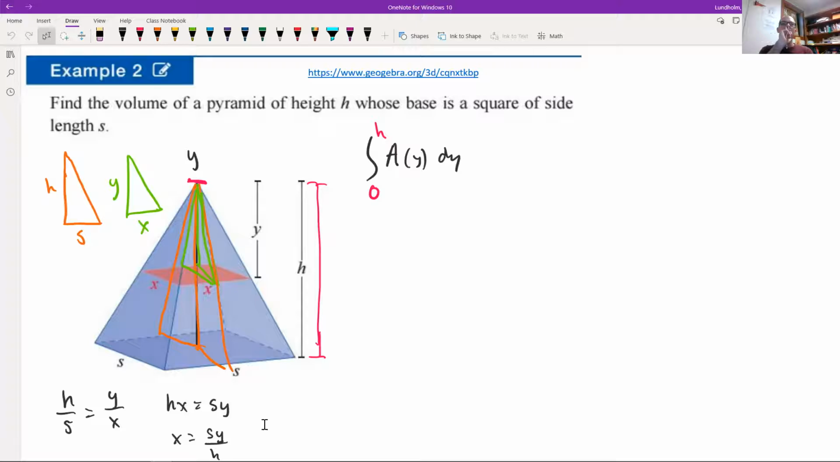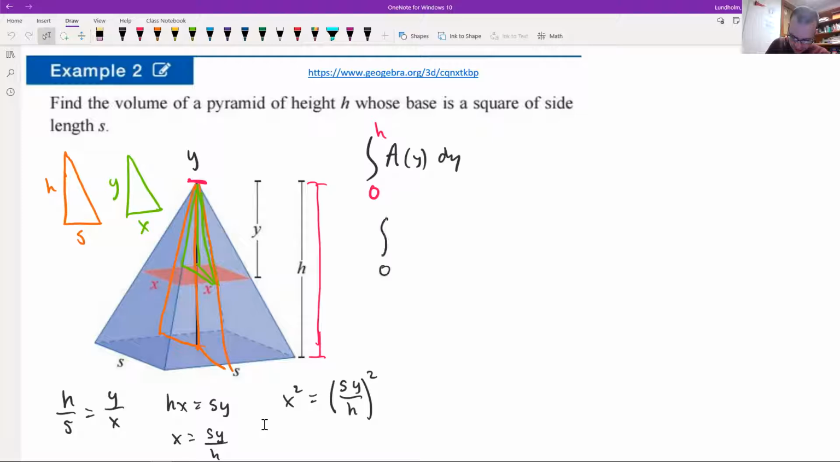And so the area of the cross section is x squared. And so the area of the cross section is also s times y over h, squared. Okay. Yeah. I'm down with that. Let's see what happens.